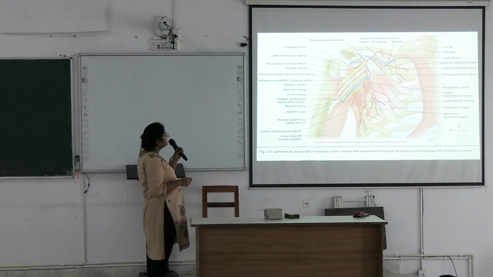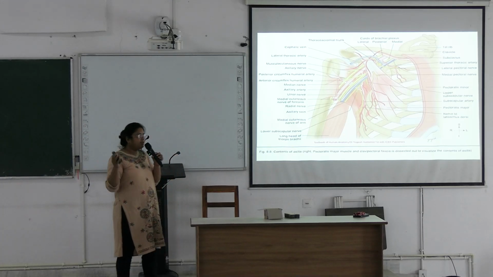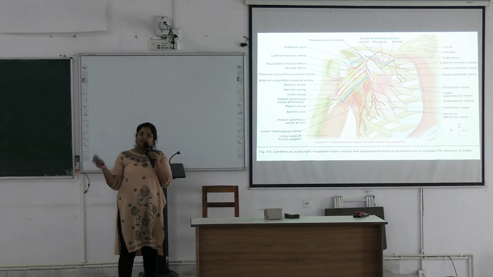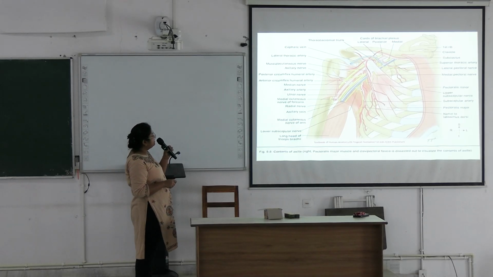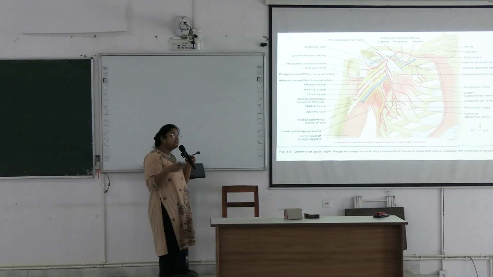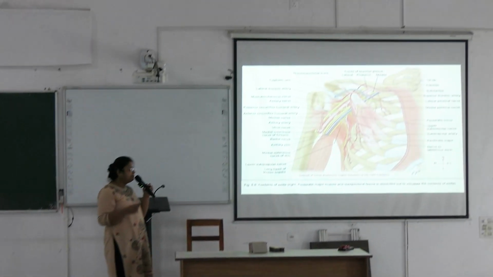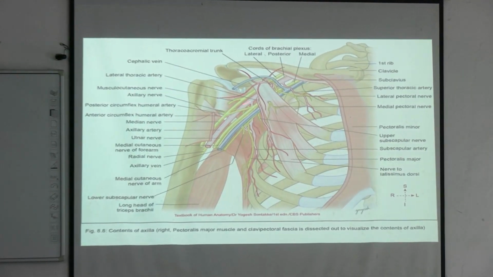Around the second part, the cords of the brachial plexus will be arranged according to their names. The medial cord will be medially placed, the lateral cord will be laterally placed, and the posterior cord will be posteriorly placed. Next we are going to the branches of the different cords. That is important.